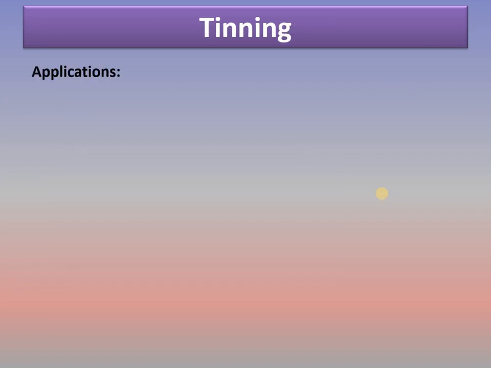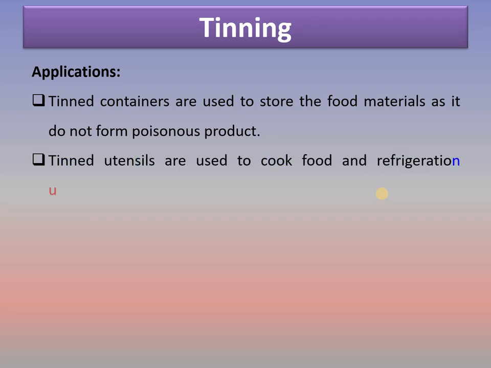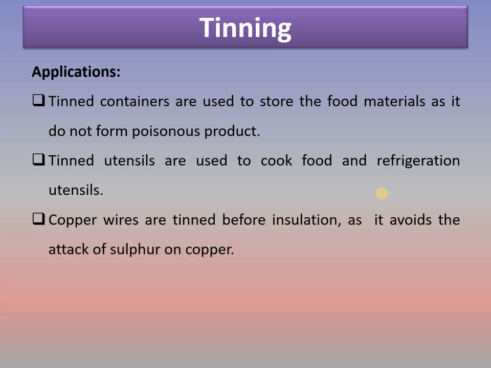Applications of tinning: tin containers are used to store food material as they do not form poisonous products. Then tin utensils are used to cook food, and for refrigeration utensils. Copper wires are first tinned before the insulation as it avoids the attack of sulfur on the copper.